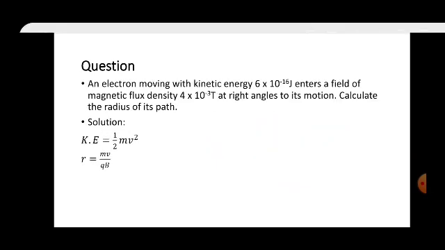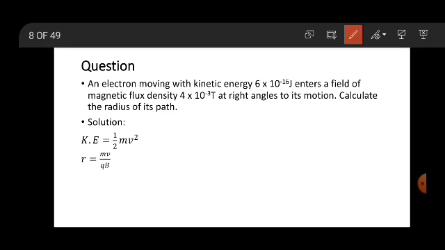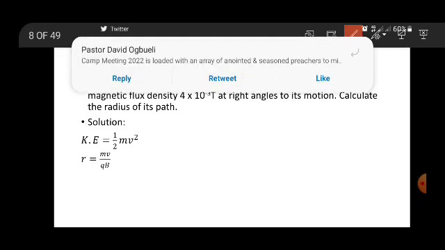This is another question. It says an electron moving with a kinetic energy of 6 times 10 to the power minus 16 enters a field of magnetic flux 4 times 10 to the power minus 3 Tesla at right angles to its motion. Calculate the radius of this path. Now, if you notice, we already know the radius of the path is mv, mass times velocity, all over qB. But in the question, we are given mv squared.